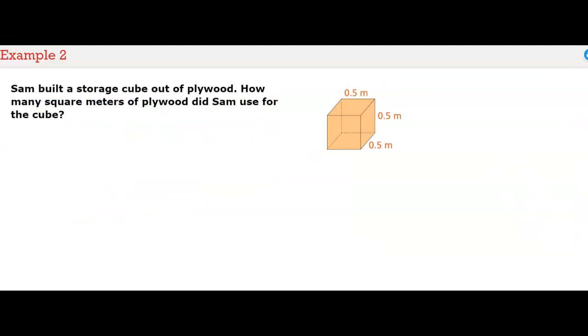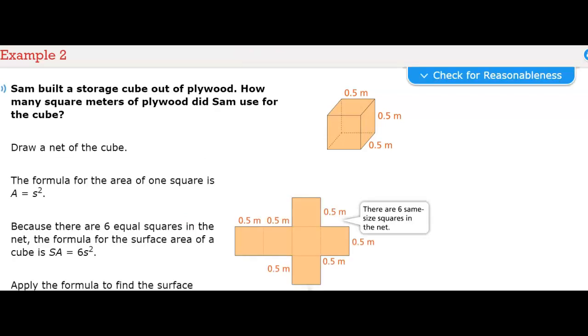Sam built a storage cube out of plywood. How many square meters of plywood did Sam use for the cube? Draw a net of the cube, and that is what this is here. The formula for the area of a square is area is equal to S squared. The S stands for the sides, all the sides, and because in a square all the sides are the same, the length and width would be the same number, so that's why it's S squared instead of length times width, even though you could absolutely use length times width.